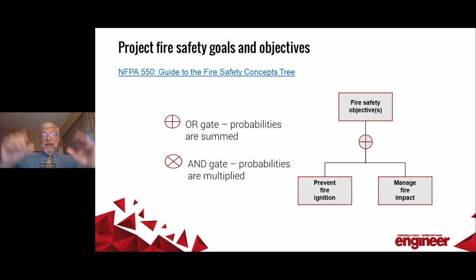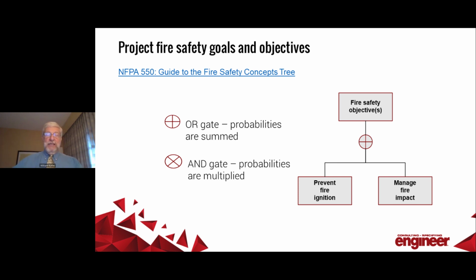So if we look at the top of the tree, it talks about defining our fire safety objectives. And then there's an OR gate that says we either prevent the fire or we manage fire impact. Well, I would offer that while that's an OR gate, that's only an OR gate if you are 100% effective at preventing a fire or managing the fire impact.